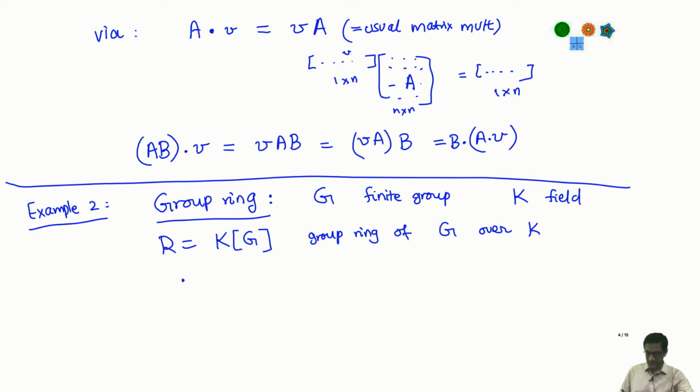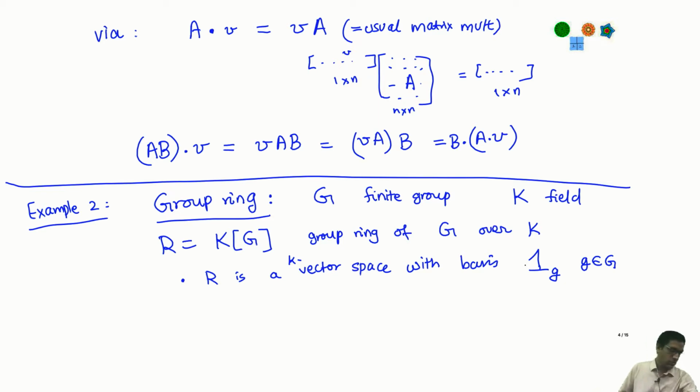Firstly, it's a vector space. So how do you define R? R is a vector space over the field K. It's a K vector space. So you start with the K vector space with basis given by some elements. We were labeling them as 1 sub G, where G runs over the group G. So I take these finitely many basis elements, 1G as G runs over G. This is the basis.